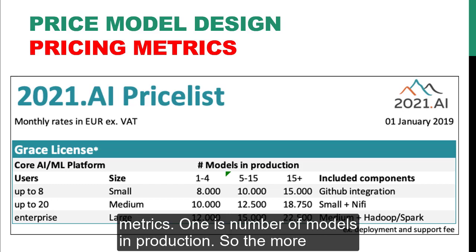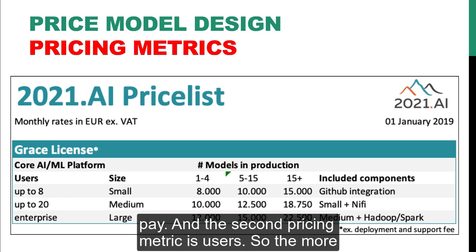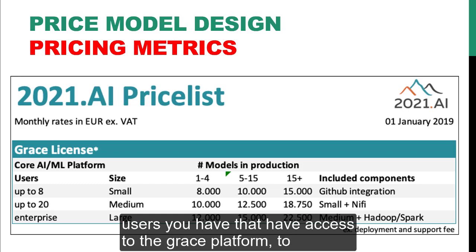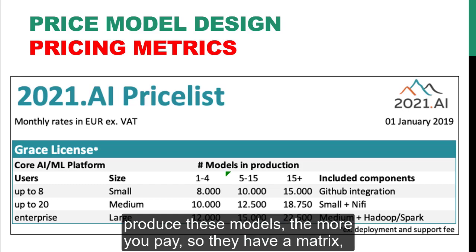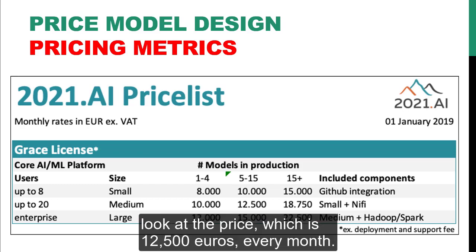One is number of models in production. So the more models you have in production on the Grace platform, the more you pay. And the second pricing metric is users. So the more users you have that have access to the Grace platform to produce these models, the more you pay. So they have a little matrix where if I have, let's say, 10 users and 10 models, then we look at the price, which is 12,500 euros every month.